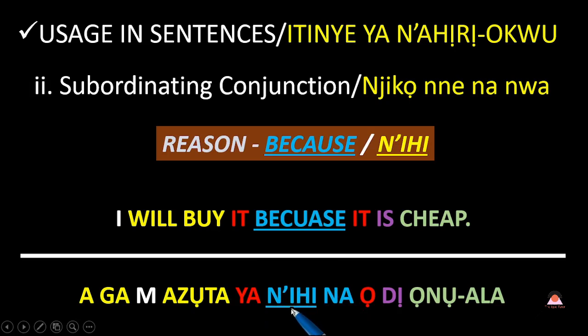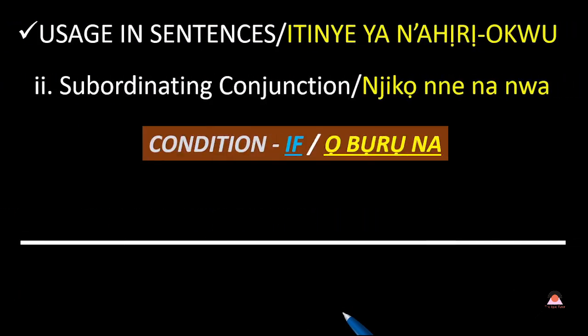But when this nihi is beginning a sentence, we may not add na to it. We may just say nihi, okay? But when it comes to the middle of a sentence, na will always follow it as a reason for an action, okay?